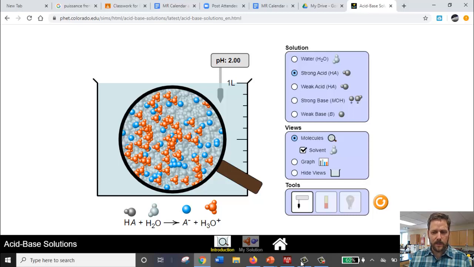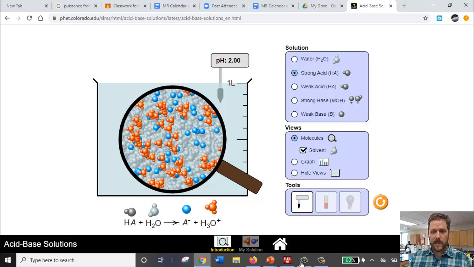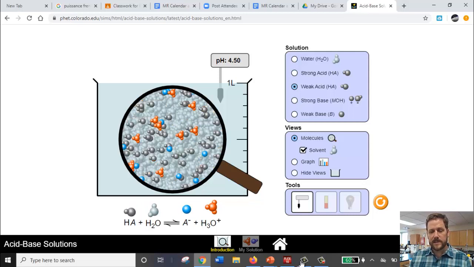How about a weak acid? Remember, a weak acid, even if it's the same concentration, will not ionize completely, and so there are fewer hydronium ions, and the pH is higher. It's less acidic. The blue molecules here are the conjugate base of the weak acid. The red ones are hydronium, and the dark gray ones are the undissociated or unionized form of the molecular weak acid. Hopefully it makes sense that water has a pH of 7, the strong acid has a pH of 2, and the weak acid has a pH that's a little bit higher than 2.